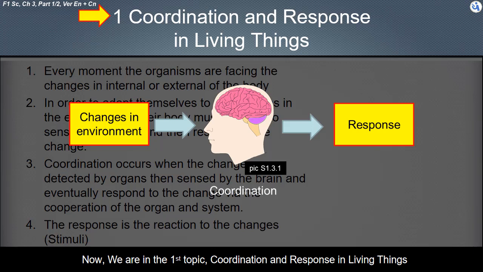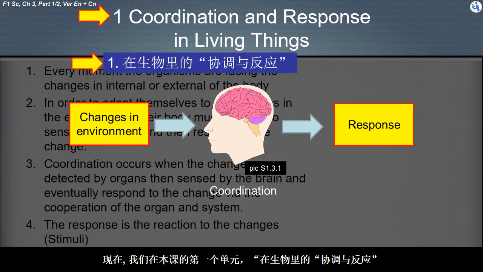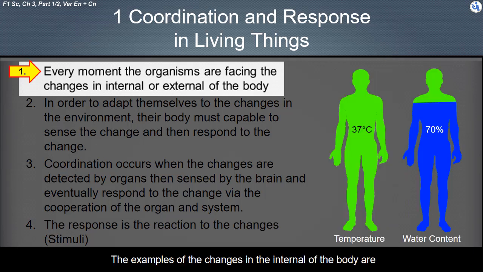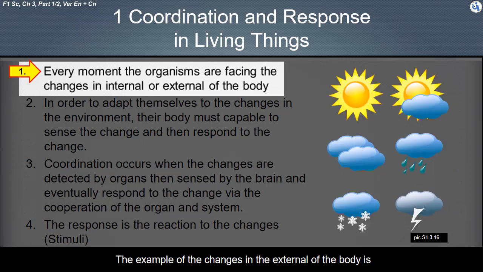Now, we are in the first topic, coordination and response in living things. Every moment the organisms are facing changes internal or external of the body. The examples of the changes in the internal of the body are the changes in the body temperature and water content. The example of the changes in the external of the body is the weather of the surrounding.